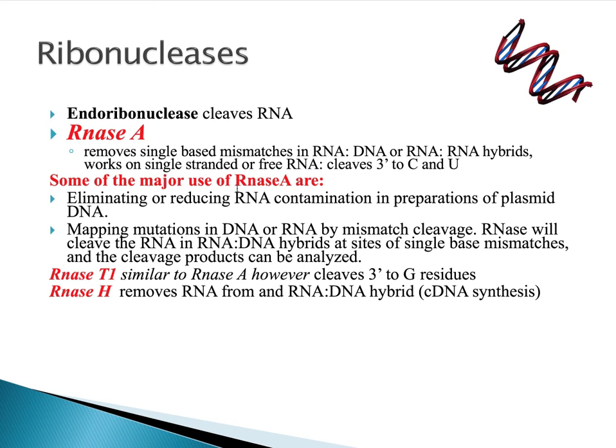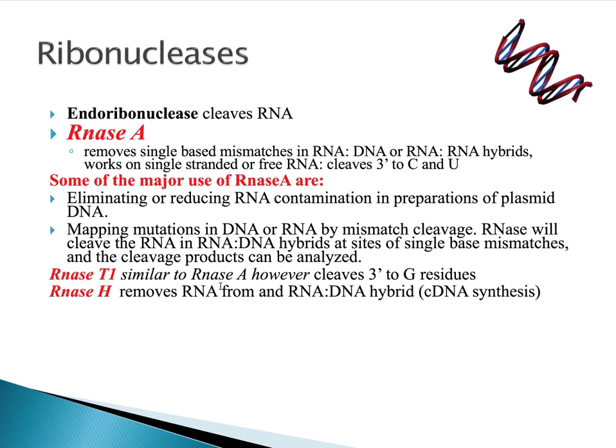So what do we use it for? A lot of times, any kind of RNA contamination in a preparation, like a plasmid DNA prep or any kind of DNA prep, you can also map some mutations. As I mentioned, if you have a mismatch, it cuts at the mismatch, so you can identify if you have a mutation in your DNA or RNA molecules. The famous one is RNase A, which you use most of the time in the lab. Very easy enzyme. Actually, it's too easy. You really have to be sure it's not contaminating your lab.